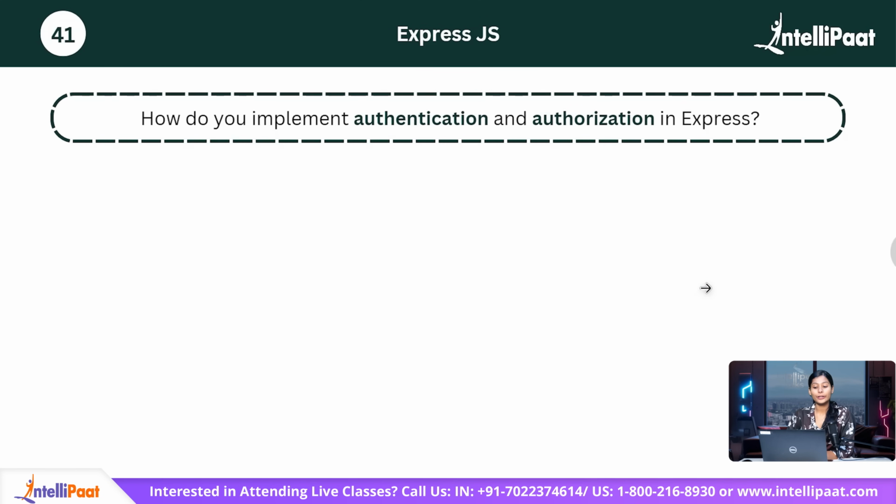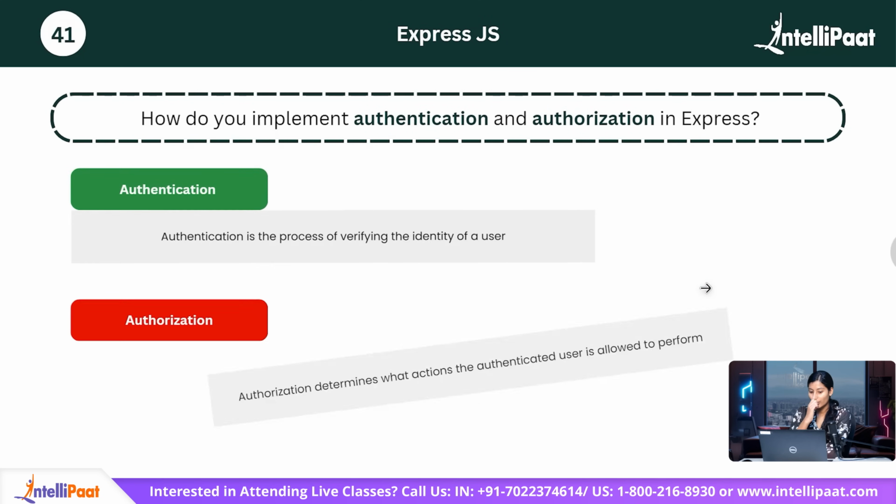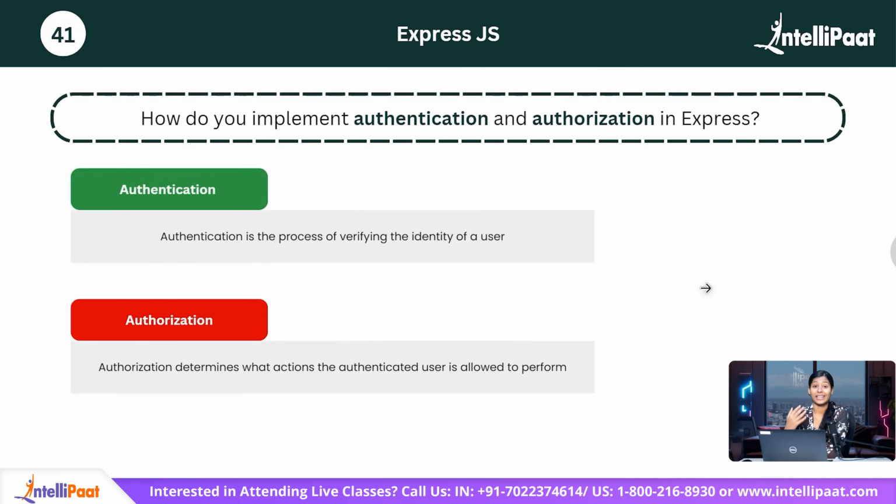How do you implement authentication and authorization in Express.js? Authentication is the process of verifying the identity of the user, and authorization is determining what actions the authenticated user is allowed to perform. So authentication comes first, where you try to authenticate the user, who are you, and next is authorization, where you provide access. Like if you're accessing a website, say a library management system.